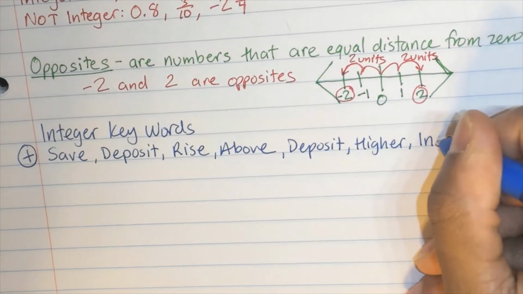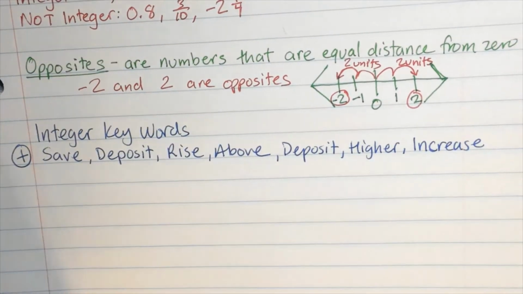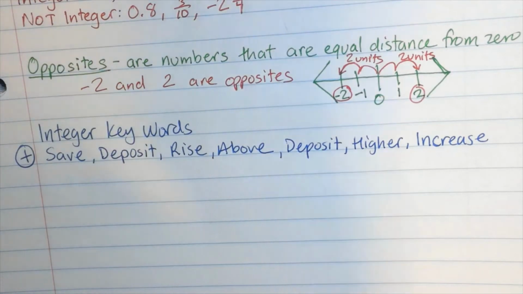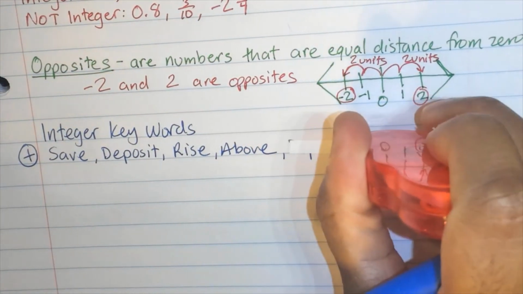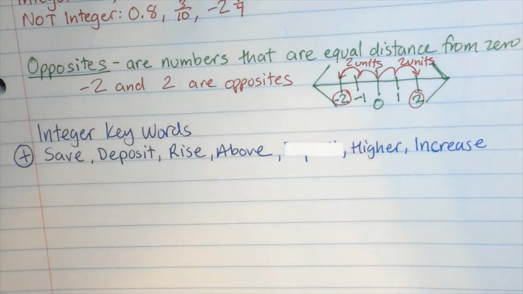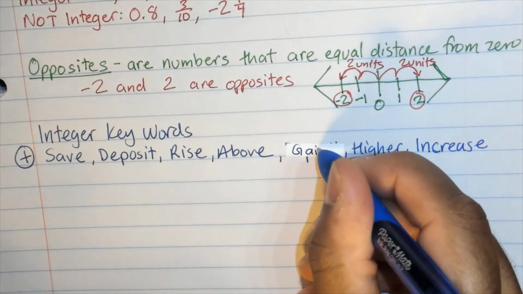Increase. You wrote deposit twice. That's okay. Thank you so much. That's why I got white out, guys. And that's reason 410 why you need to be using a pencil. All right? And then I have gain.